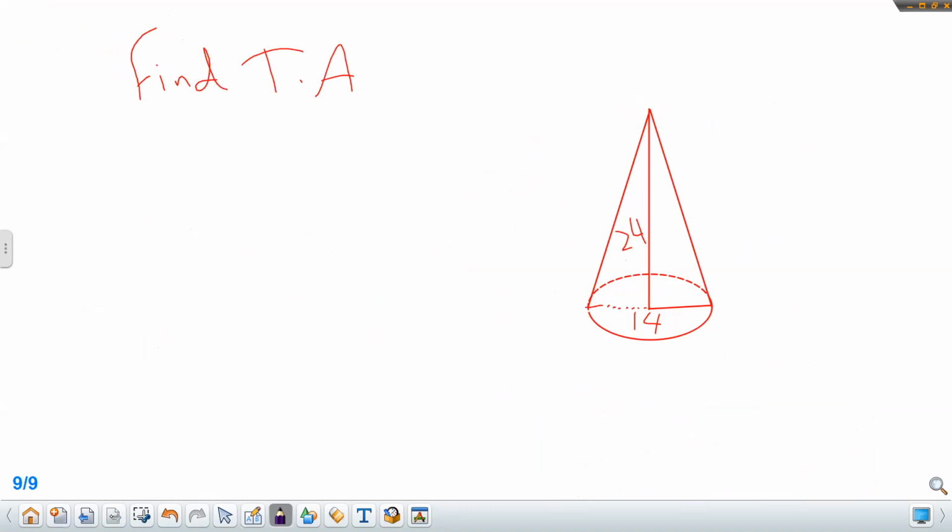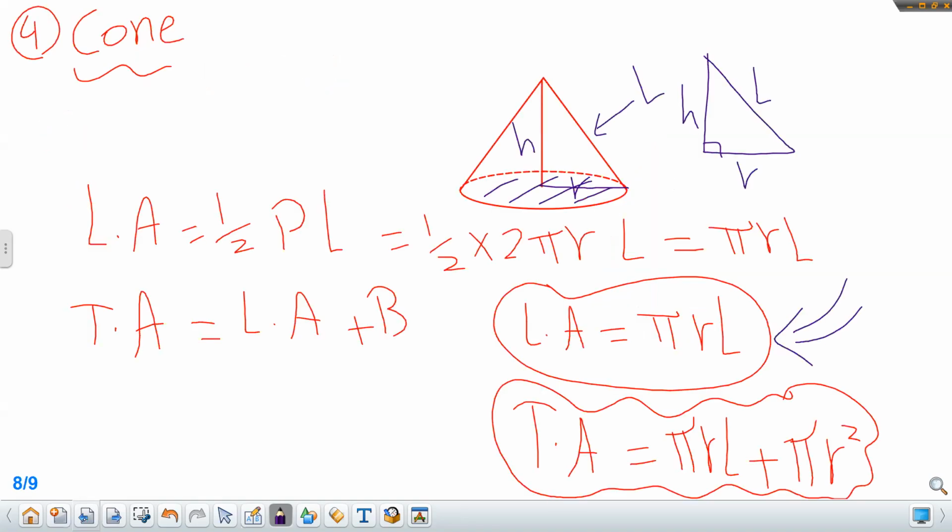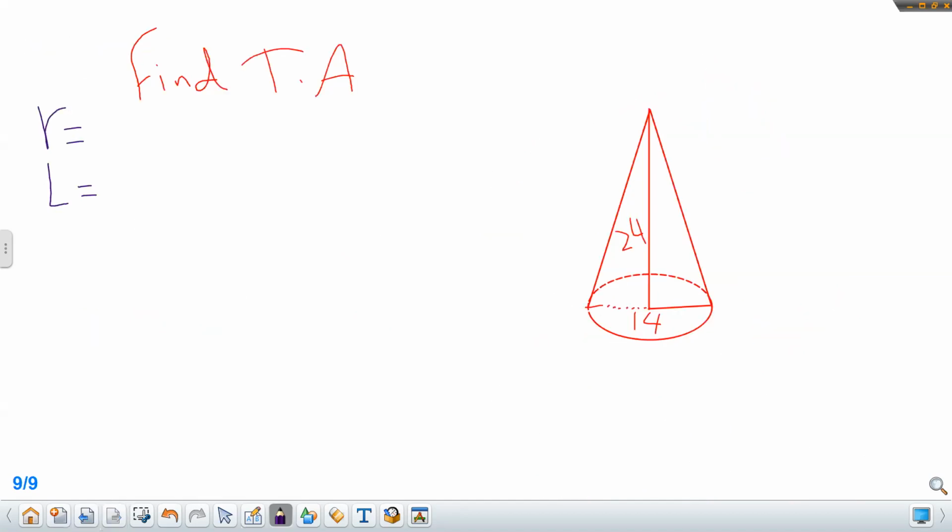For example, find the total area of this question. First, we need to mention items with me. First, we need radius. Second, we need slant height. Why? Because what about lateral or total areas? They depend on pi, r, and l. So you need pi, it's easy. Pi is 22 over 7. And you need radius and slant height.